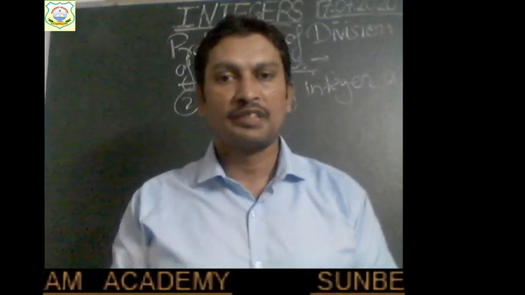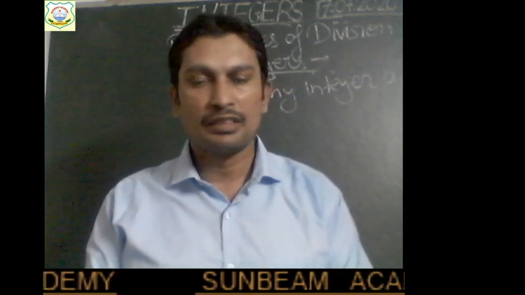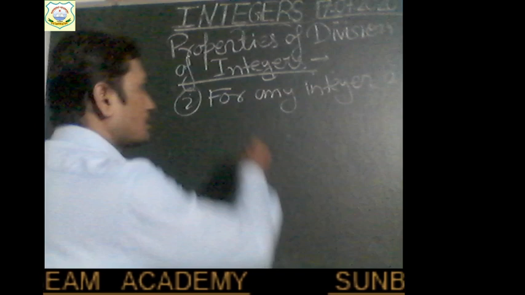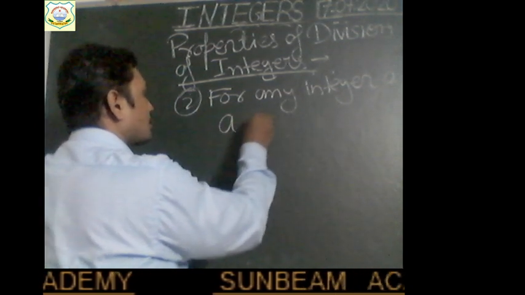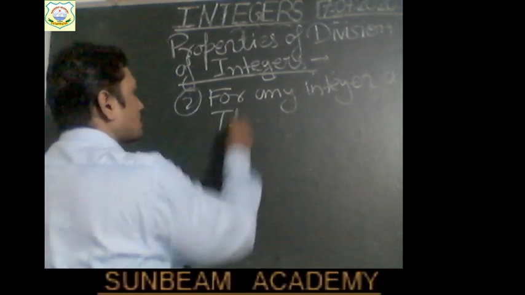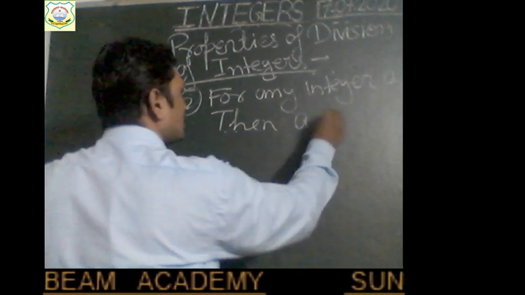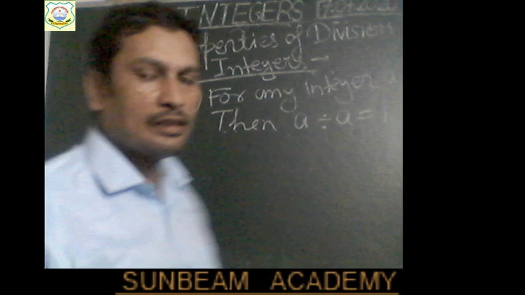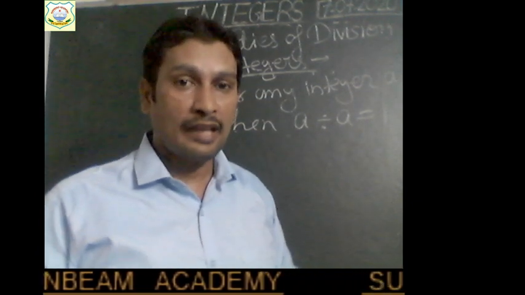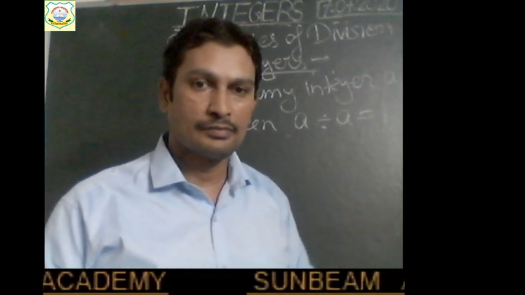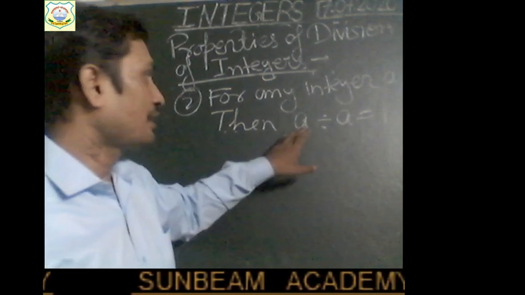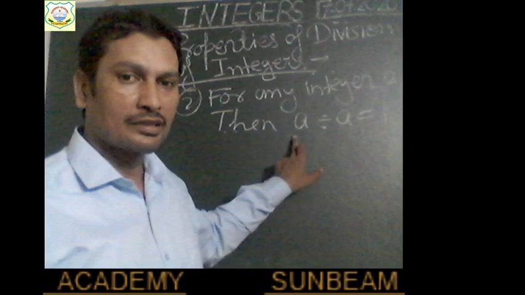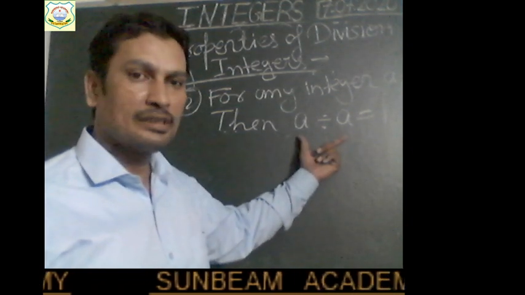In that case, the result is 1. 4 divided by 4 equals 1. 5 divided by 5 is equal to 1. So if we divide any integer by itself, we can write a divided by a equals 1. And in this case, the sign is always positive, right? Because we are dividing the integer by itself, so the sign of both numbers will be the same.